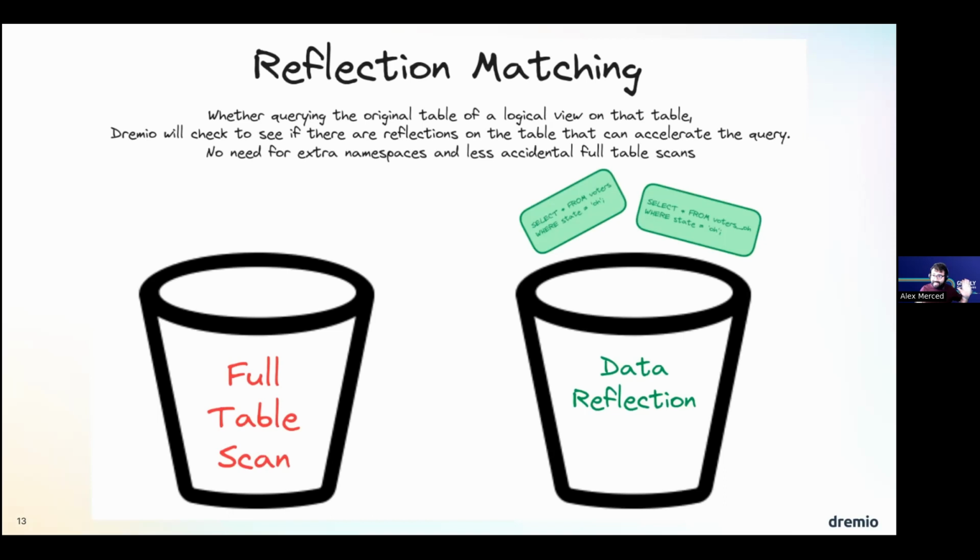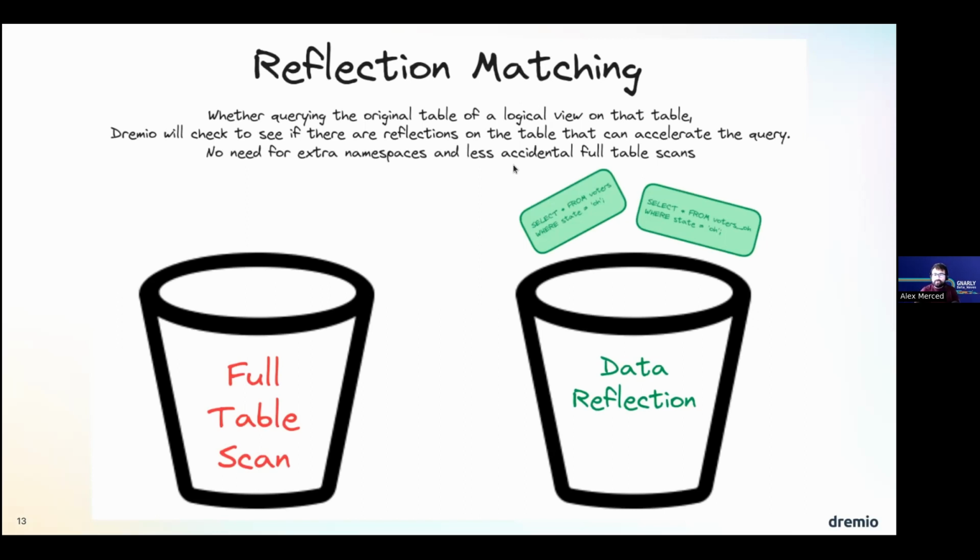So this makes life easier for the data engineer, because the data engineer doesn't have to worry about syncing, because data reflections will be auto-synced. They will be refreshed periodically to match the original data. You can also trigger manual refreshes. And then it's easier for the data analyst, because they don't have to think about juggling a bunch of different namespaces. They just query the tables that have the data they want, and Dremio will figure out if there's any reflections that would accelerate the query.